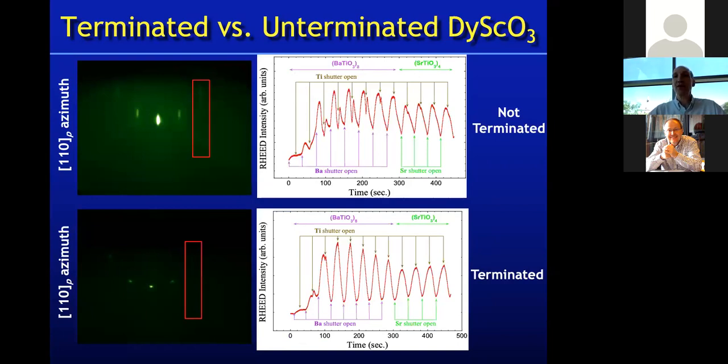Here's the same kind of comparison for dysprosium scandate. This is, again, using the Twente recipe. You can see a drastic improvement compared to out of the box, where this has been mechanically or chemically polished, but the surface, if you look at it by AFM, you don't see any steps. It's a mixture of terminations. It certainly gets much better. It's not as ideal as the strontium titanate case, but much, much better.